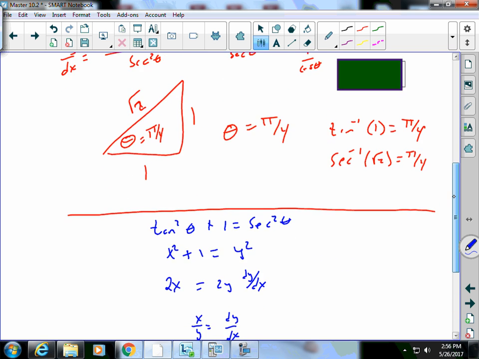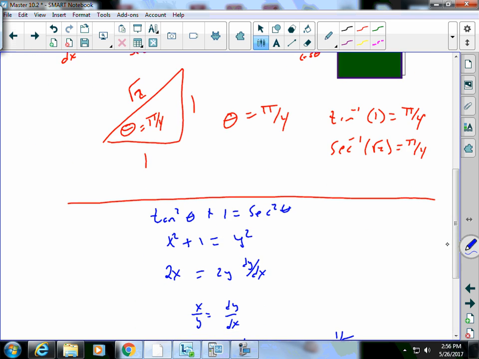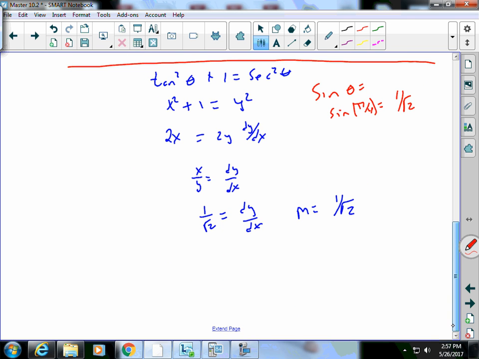And let's go back in here. We said slope was this. Well, what is, hold on, let me change this. Sine of theta. Well, sine of theta is sine of pi over 4. Well, that's just 1 over square root of 2. So I'm getting the same answer, same slope.